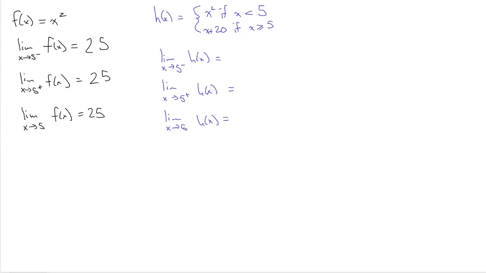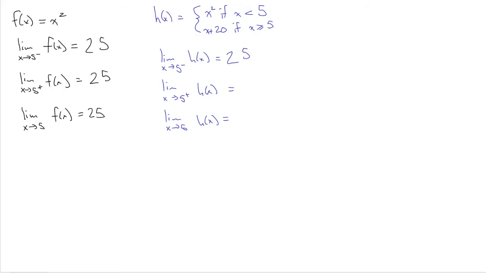Okay, numerically, if you pick a number like x equals 4.999 and you plug it into this function h, well, 4.999 is less than 5, so it's the top rule that applies, and we get 4.999 squared, which is very close to 5 squared. And the closer we get in our x value to 5, but to the left of 5, the closer we're getting to 5 squared, which is 25, and that tells us that the limit as x approaches 5 from the left is 25.